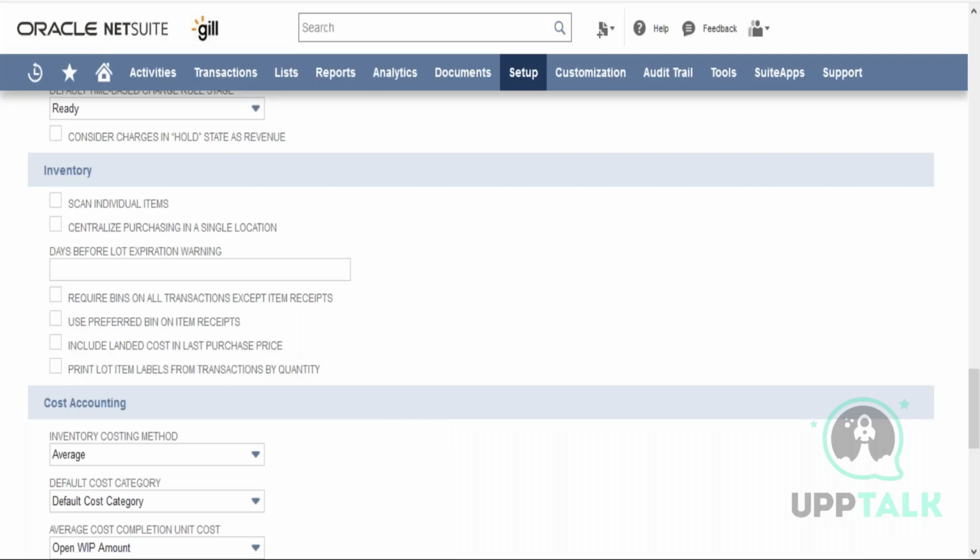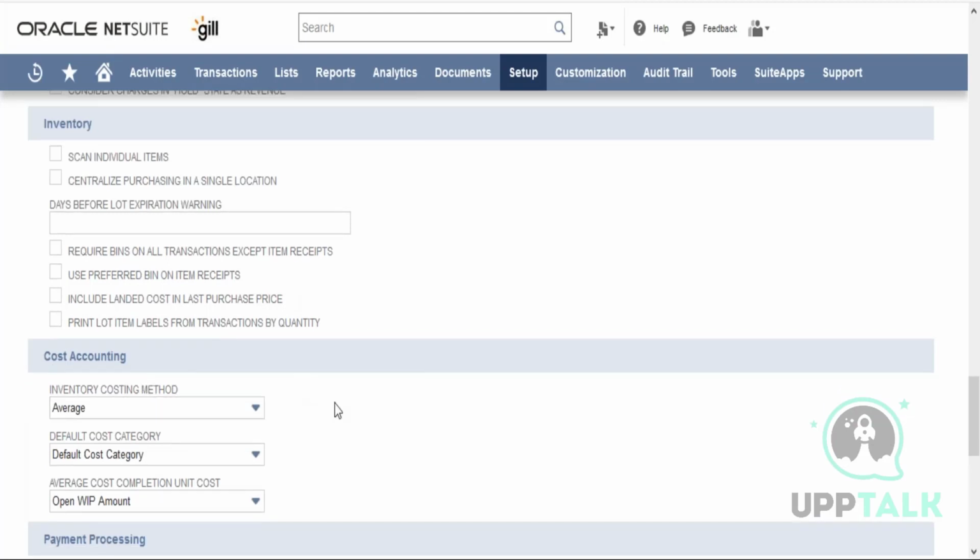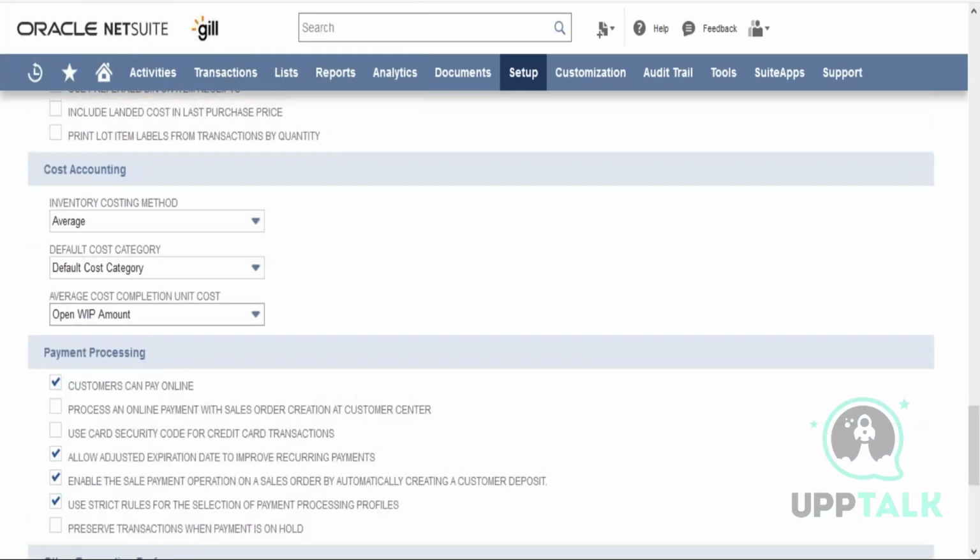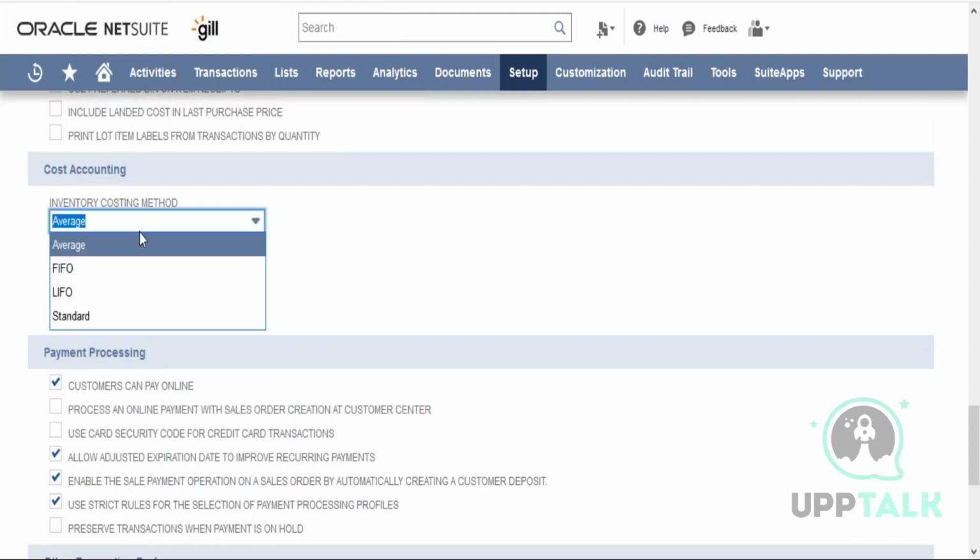If we want that to be shown as 1,070, then we can apply the landed cost for a particular item. In case we apply landed cost, whether we want that to be included in the last purchase price for the item, we can check this checkbox. Similarly, whether we want the lot numbered items to be printed on the transactions by quantity, we can check these checkboxes. Similarly, there are various cost categories, which can be selected on the item as well, where the costing method can be average, FIFO, LIFO, or standard.